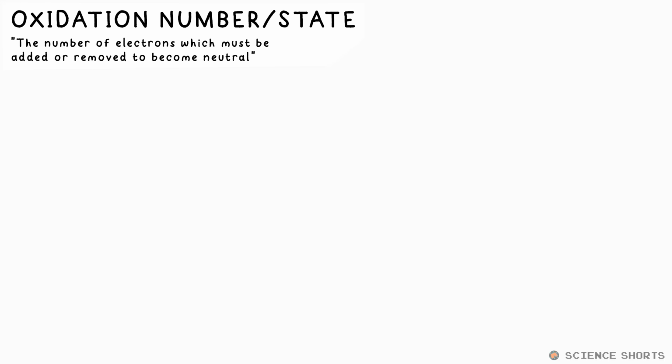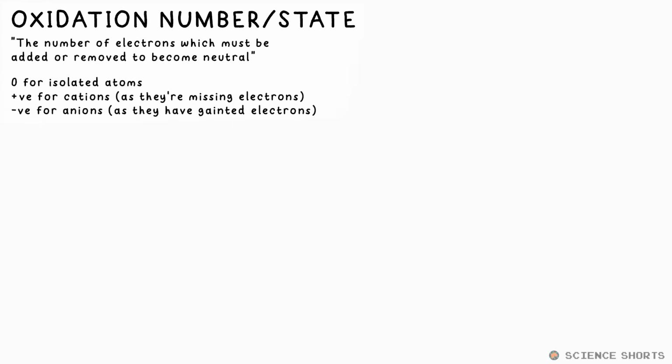The oxidation number of an atom or ion tells you the number of electrons which must be added or removed to become neutral. So it's 0 for an atom, of course, it's already neutral. For a +1 cation, it needs 1 electron to become neutral again, so its oxidation number is +1. It's the opposite for a -1 anion.